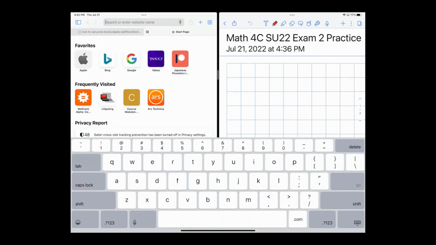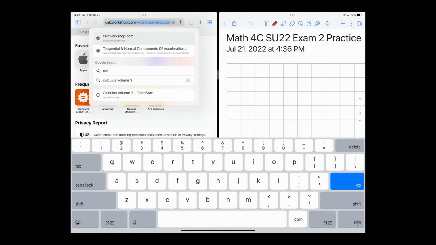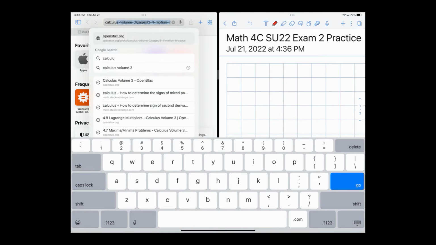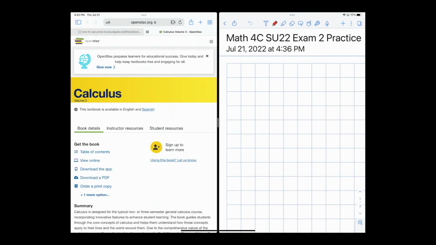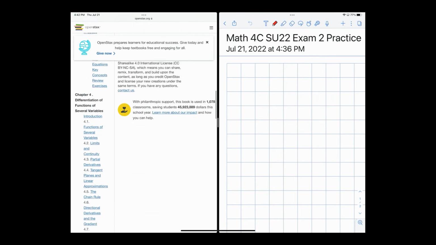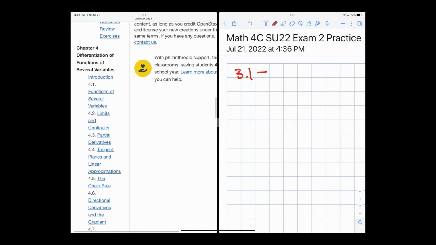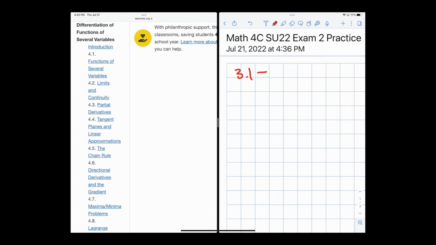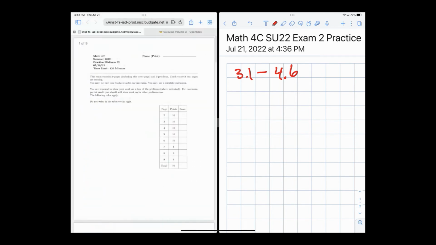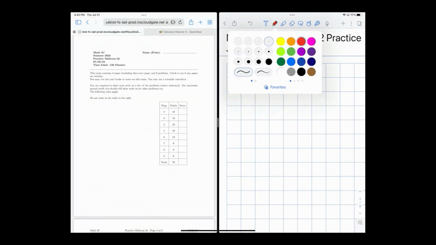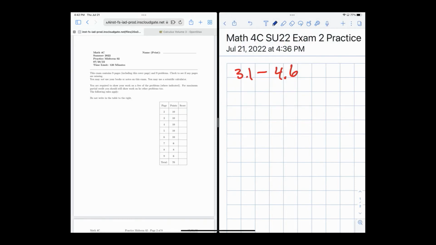Let's look here at our book before we get started. Calculus, volume 3. So looking in here, this is going to cover sections 3.1 up to whatever's already due. So I think that's 4.5 or 4.6, maybe. Something like that. Yeah, everything before maximums and minimums. All right, so let's just jump into it. I think we took enough time. Yeah, let's get started.